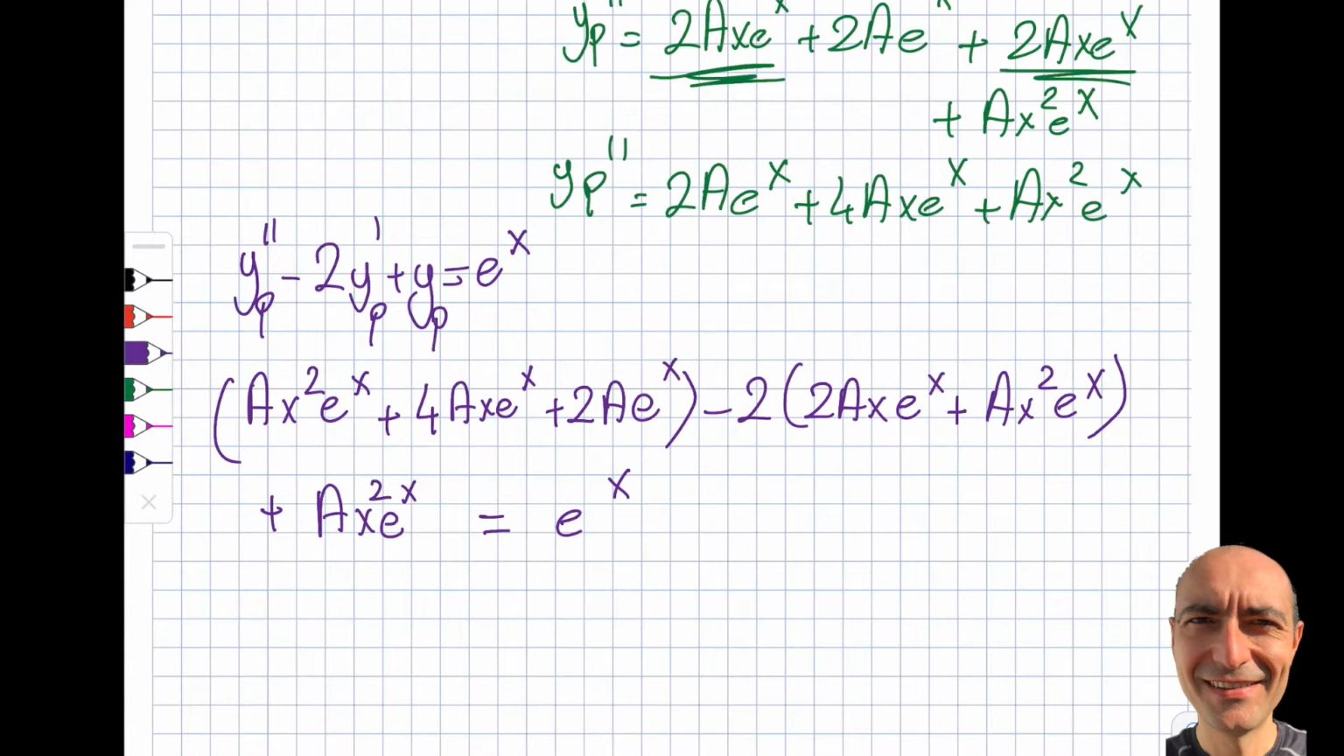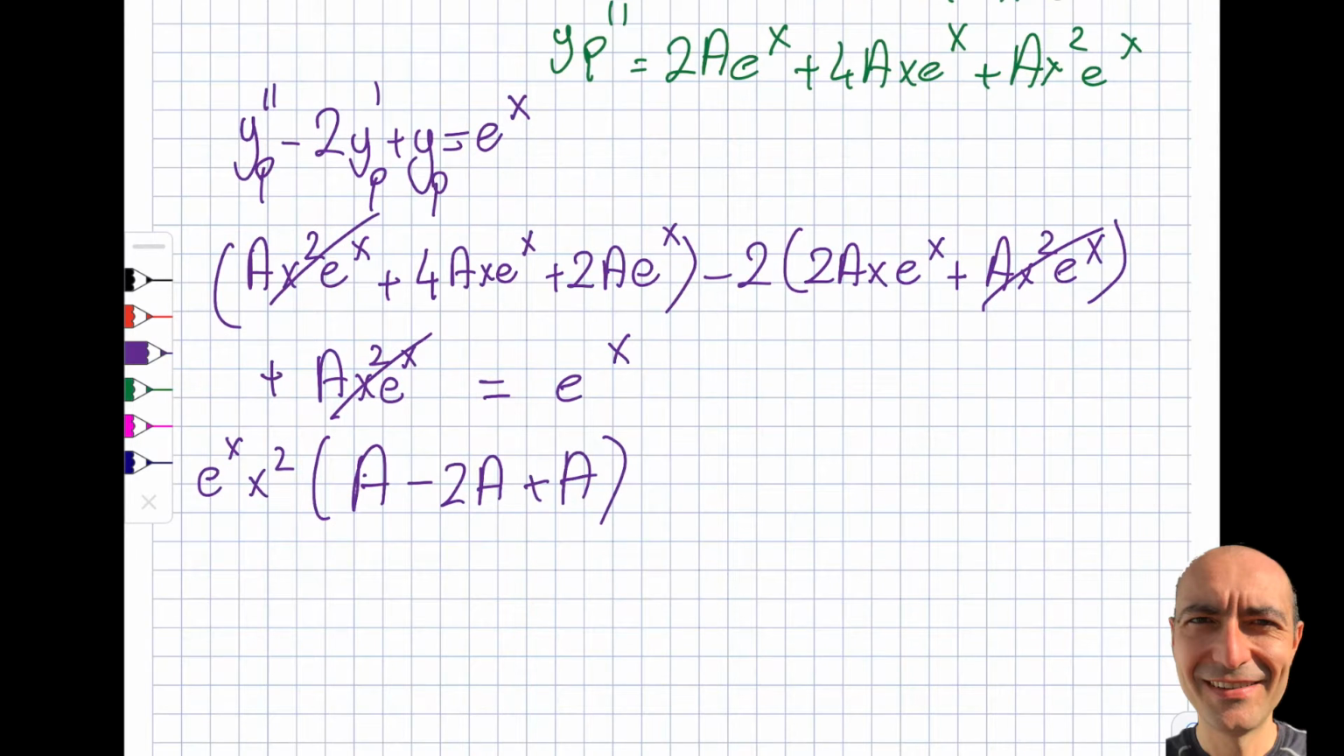So I have a bunch of terms with e to the x, and x squared e to the x is the highest order that I see. So let me collect with respect to that. I'll have a here, minus 2a, plus a. That is 0 right there, right? I'm doing this to double check, because it has to be zero, otherwise we made a mistake.